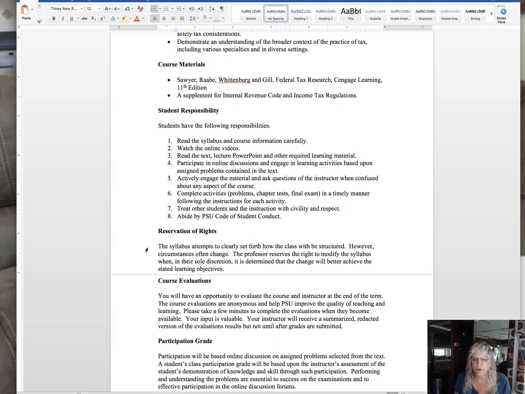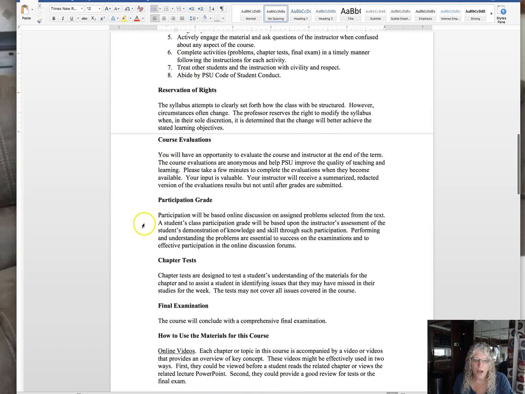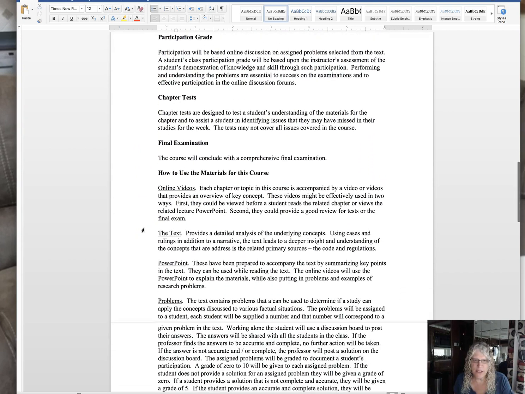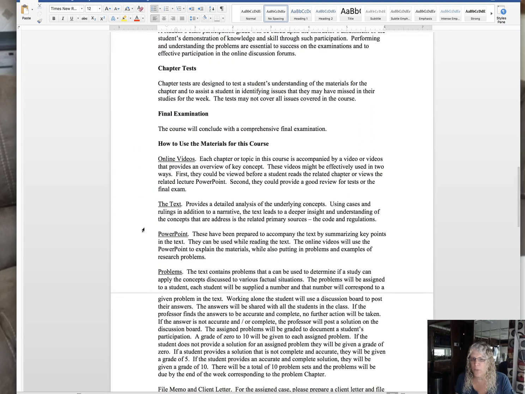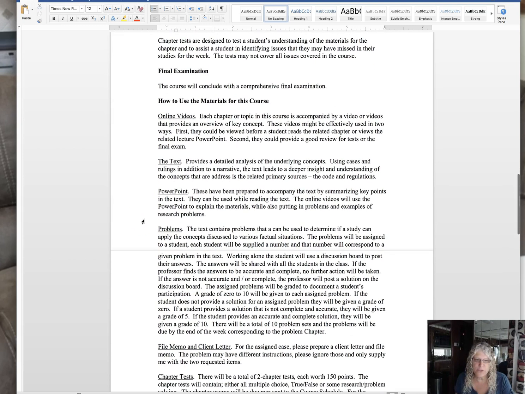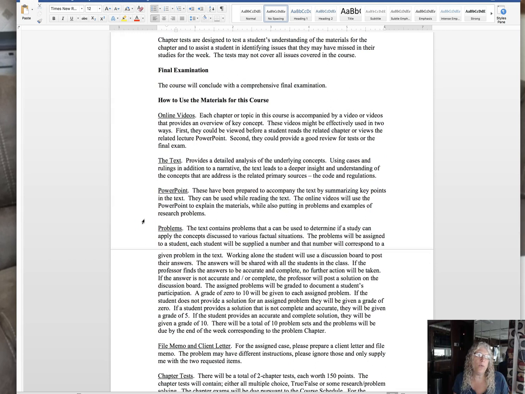We can all have different viewpoints, and we should all discuss different viewpoints as long as none of it's personal. Okay. There is course evaluations, do those at the end. Online videos, again, I'll be going through. I'll be doing a bunch of little ones for you. The text, please read. PowerPoints, I do PowerPoints here.